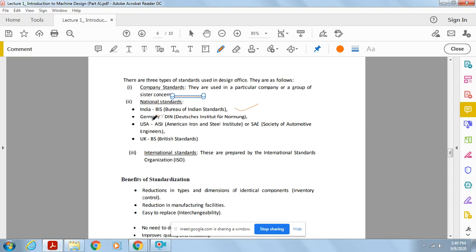Next is Germany. Germany is DIN, the Deutsches Institut für Normung. Then USA has two types of standards: AISI and SAE. AISI means American Iron and Steel Institute. SAE means Society of Automotive Engineers. Now UK is BS. BS means British Standard. So these are all the national standards. Also there are other standards like Japanese standard and Chinese standard.